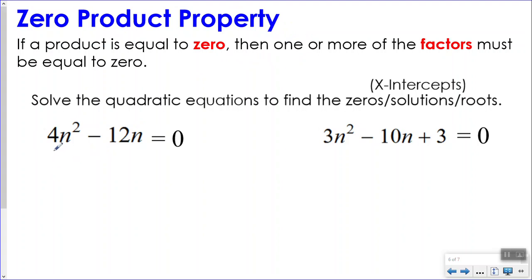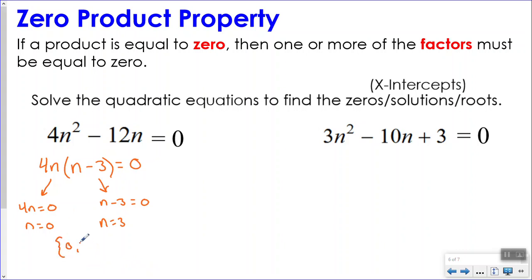So if we look at this equation on the left, we want to figure out what the values of n could be. So between those two terms, I have a common factor of 4n. If I take that out, I'm left with n minus 3. And this is still all equal to 0. So now I'm going to set each factor equal to 0 and see what my possible solutions could be. So for my first factor, 4n, the number that makes that 0, is in fact 0. For my second factor, the value that makes n minus 3 equal 0 is going to be 3. I'm going to write my solutions in set notation. So we have possible answers of 0 and 3.